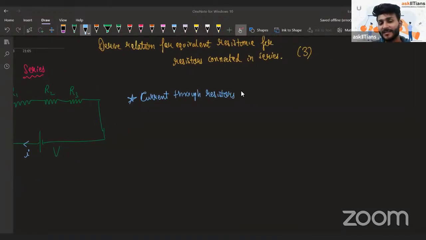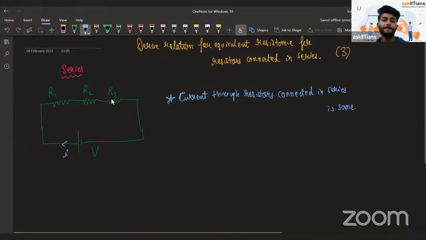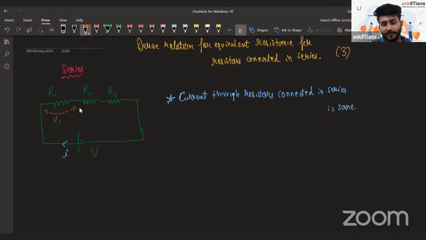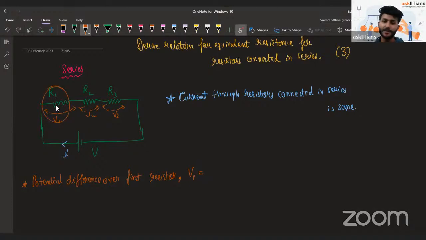So current through resistors connected in series is the same. Then, guys, we are going to write the potential difference over each of these: V1 over this, V2 over this, V3 over this. We are going to write this potential difference over the first resistor, V1. What will the value of it be? Potential difference over the first resistor is the current through it, I, which is common for all, into its resistance.